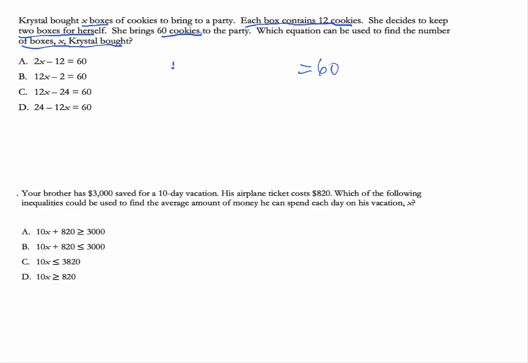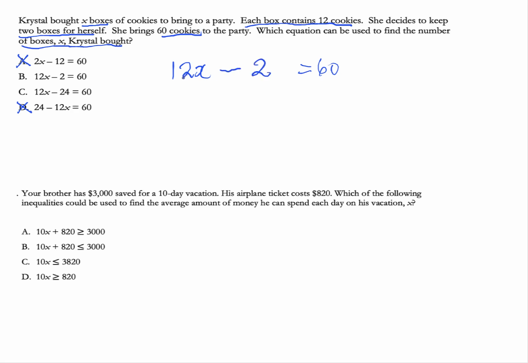So we're going to call that 12x, which means I can eliminate A and I'm going to eliminate D because the 12x has to be first because she brought a lot of these boxes to the party. It went on to say she decides to keep 2 boxes. So this is where students make mistakes because some students like to tell me it's going to be -2.